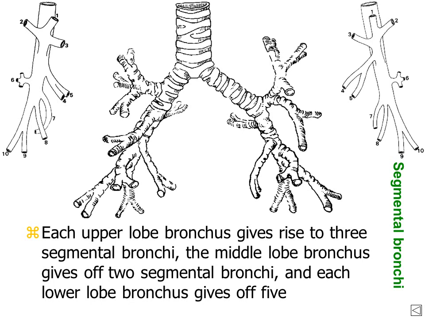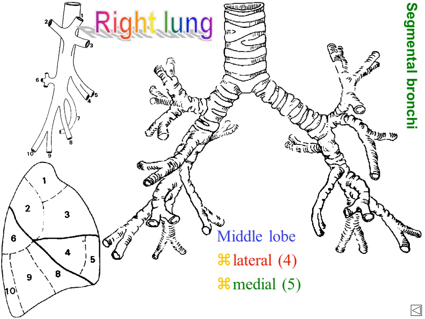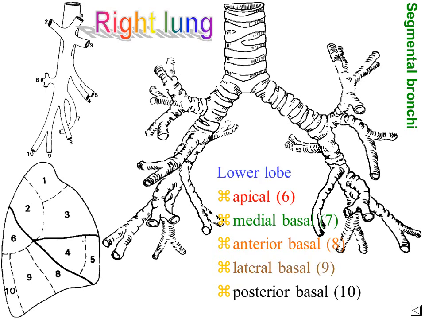Each upper lobe bronchus gives rise to three segmental bronchi. The middle lobe bronchus gives two segmental bronchi, and each lower lobe bronchus gives five. The right lung contains the upper lobe: apical, posterior, anterior. The middle lobe contains lateral and medial. The lower lobe: apical, medial basal, anterior basal, lateral basal, posterior basal. So there are 10 segments.